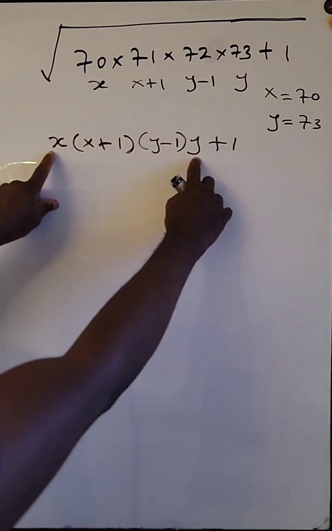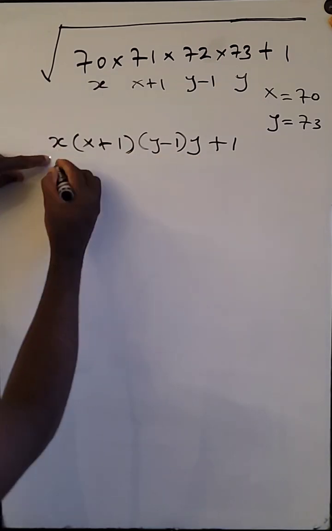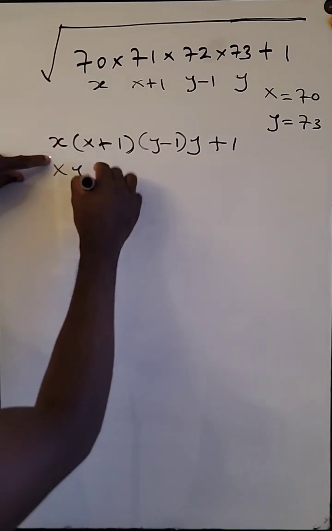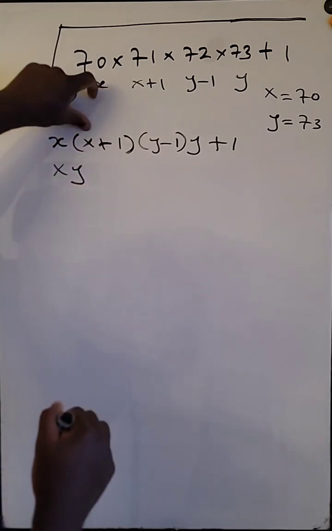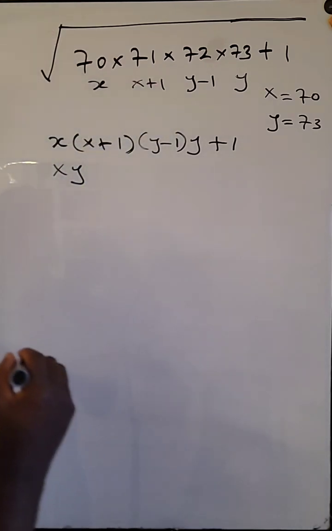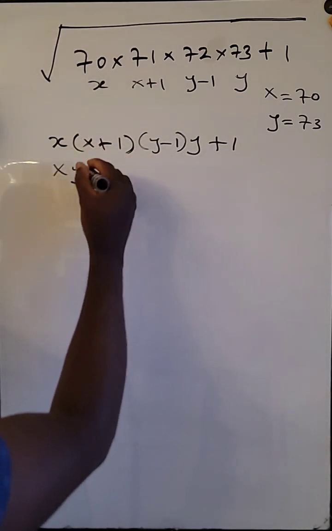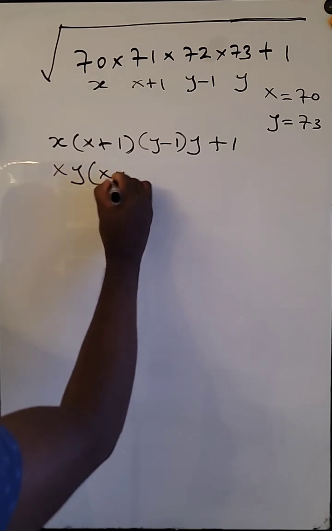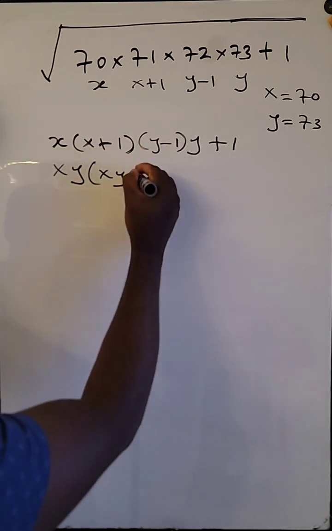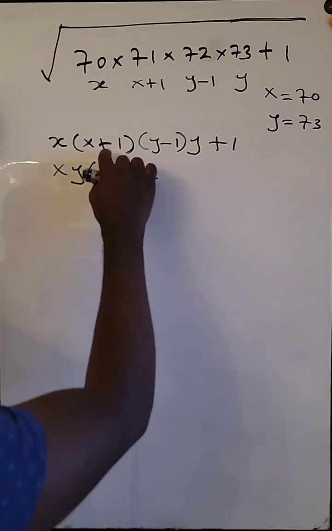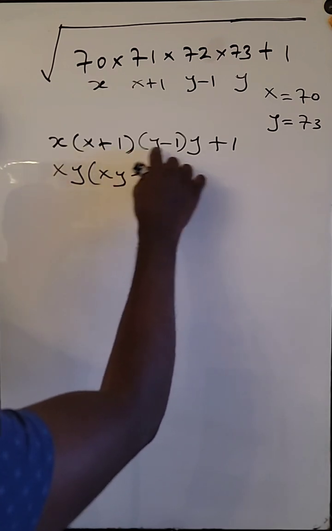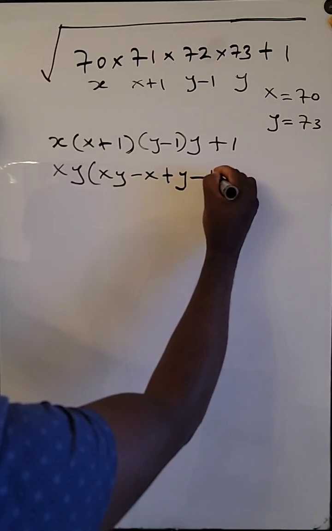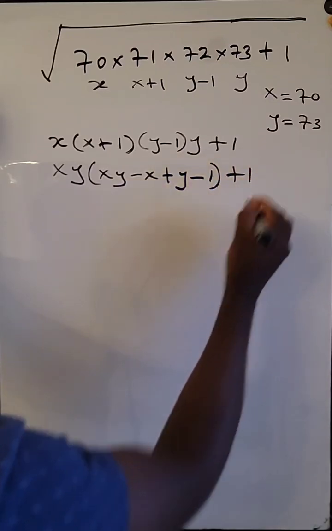Now I can bring this x and y together over here. So I have xy, and then expand these two brackets. So x plus 1 multiplied by y minus 1. X multiplied by y will give me xy. X multiplied by minus 1 will give me minus x. 1 multiplied by y will give me y. And 1 multiplied by minus 1 will give me minus 1, plus 1.